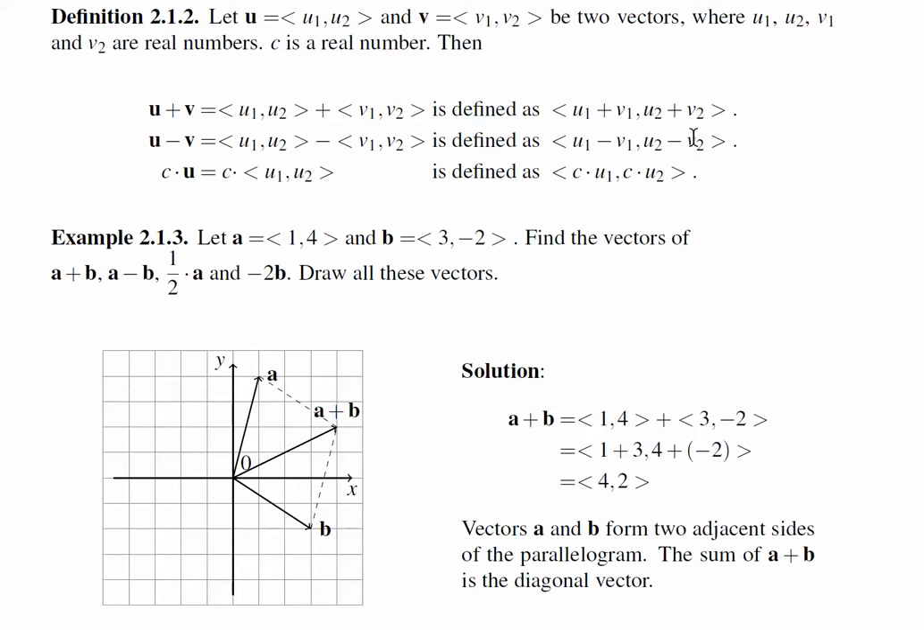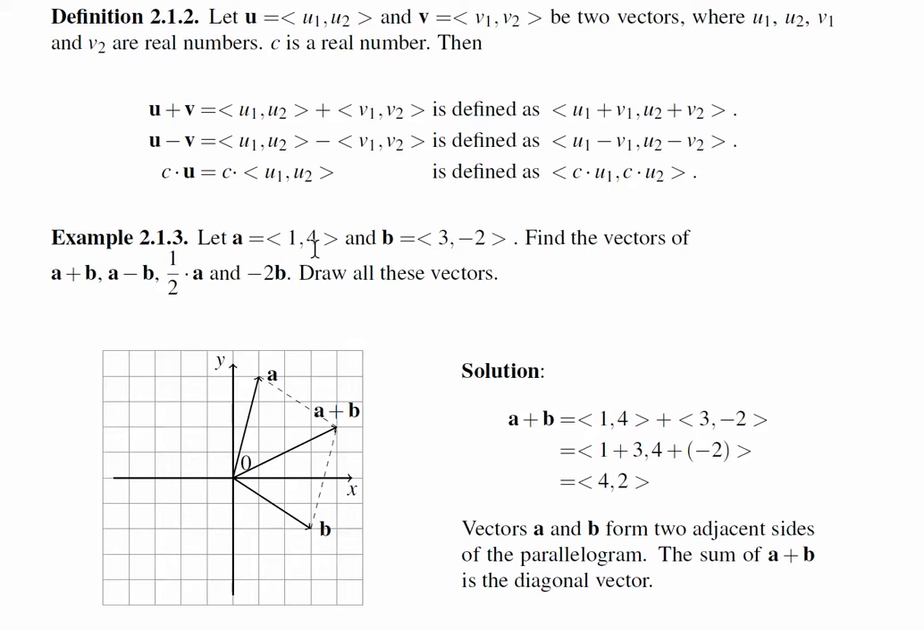Okay. For the scalar multiplication, c is not a vector. c is a real number times the vector u, so you just use c times u1. And then the second component will be c times u2. So it's quite easy. Now here is the example.